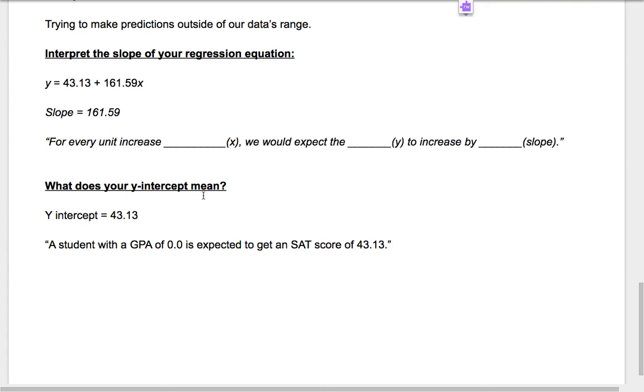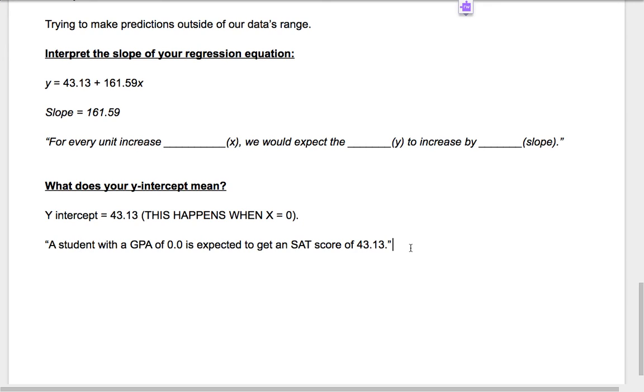All right? I can't tell you enough. The y-intercept happens when x equals 0. When your x variable, in this case GPA, is 0, this is the value you would get. So a student with a GPA of 0 is expected to get a 43 on their SAT.